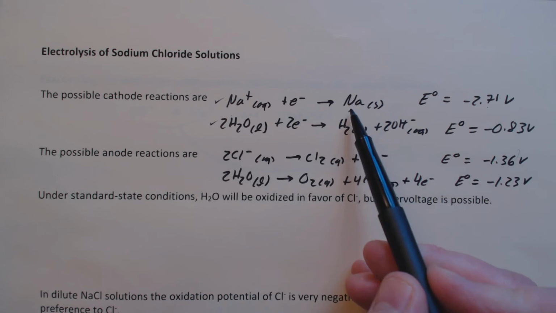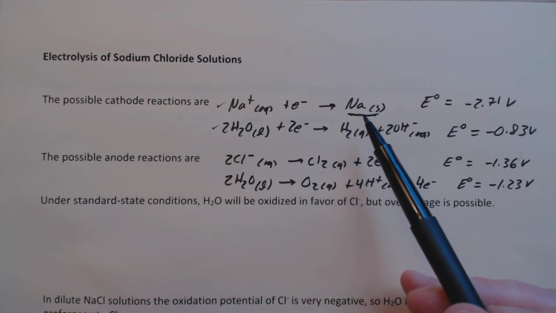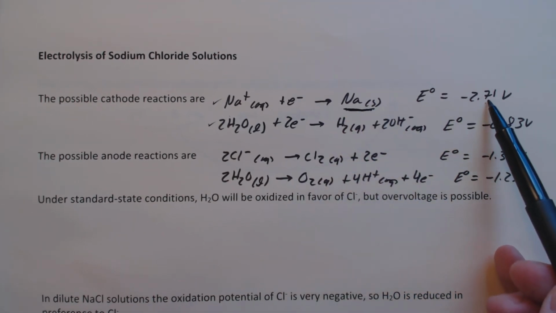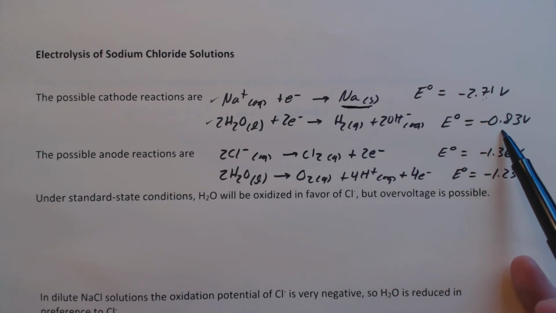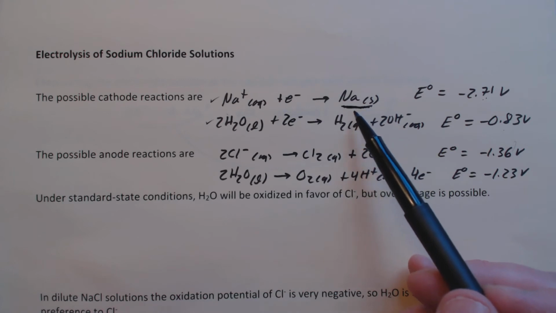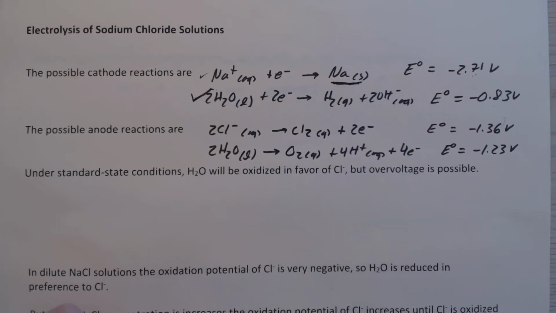But there's also another reason. If we make sodium metal, what does sodium metal react with very violently? With water. So if this voltage were a negative number, but a smaller negative number than this, it still won't react, because as soon as you form it, it would instantly react back. So this is the only possibility here.